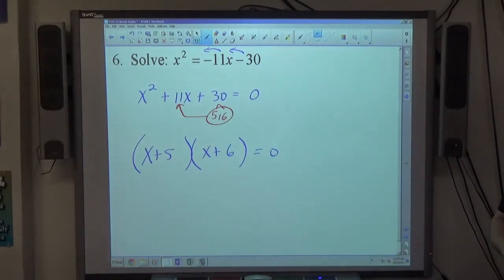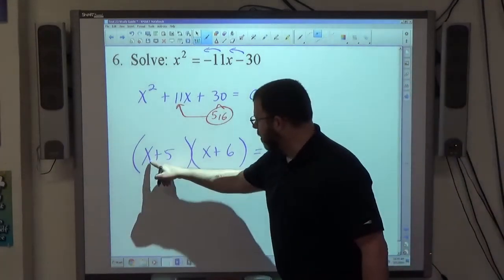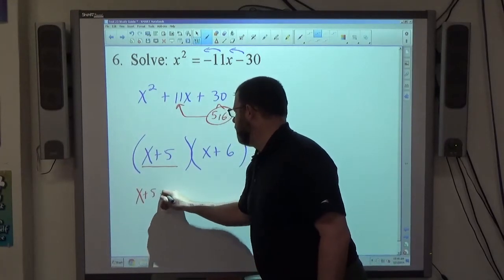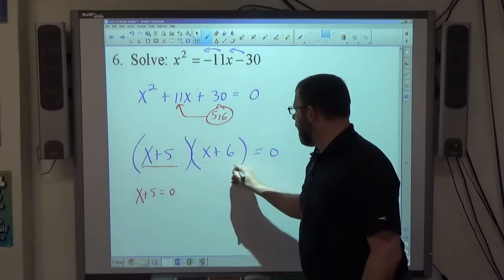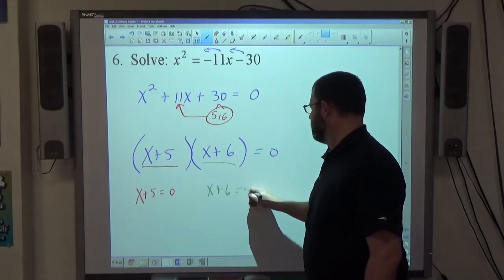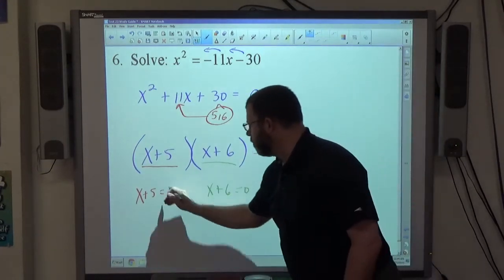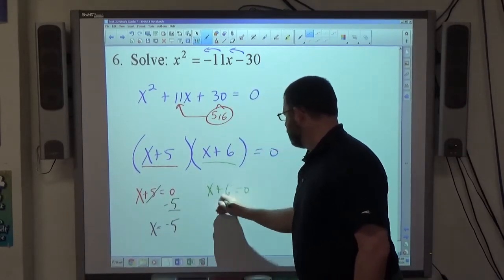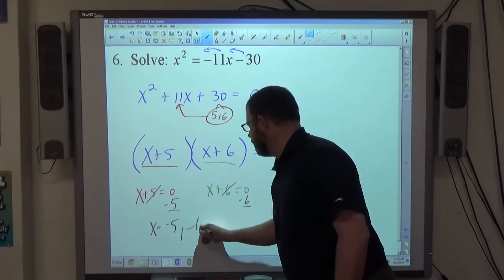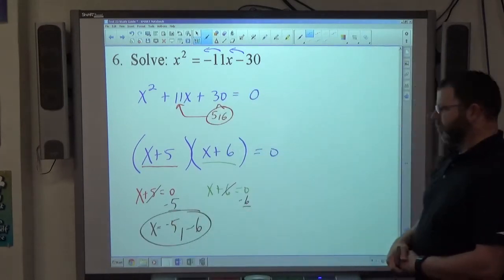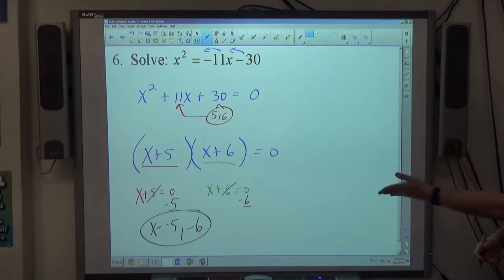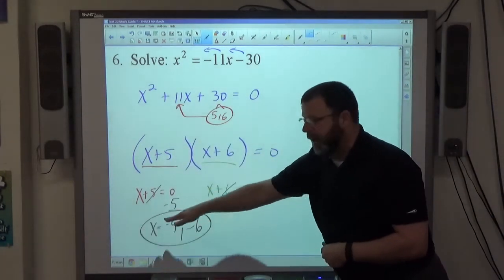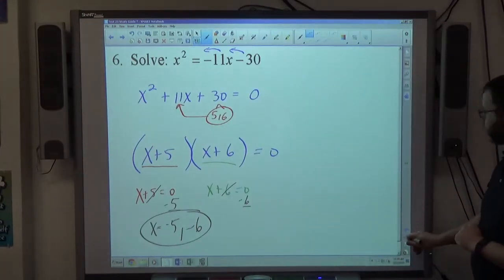Once we get to this point, we use the zero product property, which states once we get a product equal to 0, either factor 1 is equal to 0, or factor 2 is equal to 0. And then we solve each of these individually. Move the 5 over and subtract, so x equals negative 5. Move the 6 over and subtract, x equals negative 6. There's our two answers. And when it says solve, we're looking for answers like that. If you give me factored form, that's not right. You have to get all the way down to x equals these two numbers.